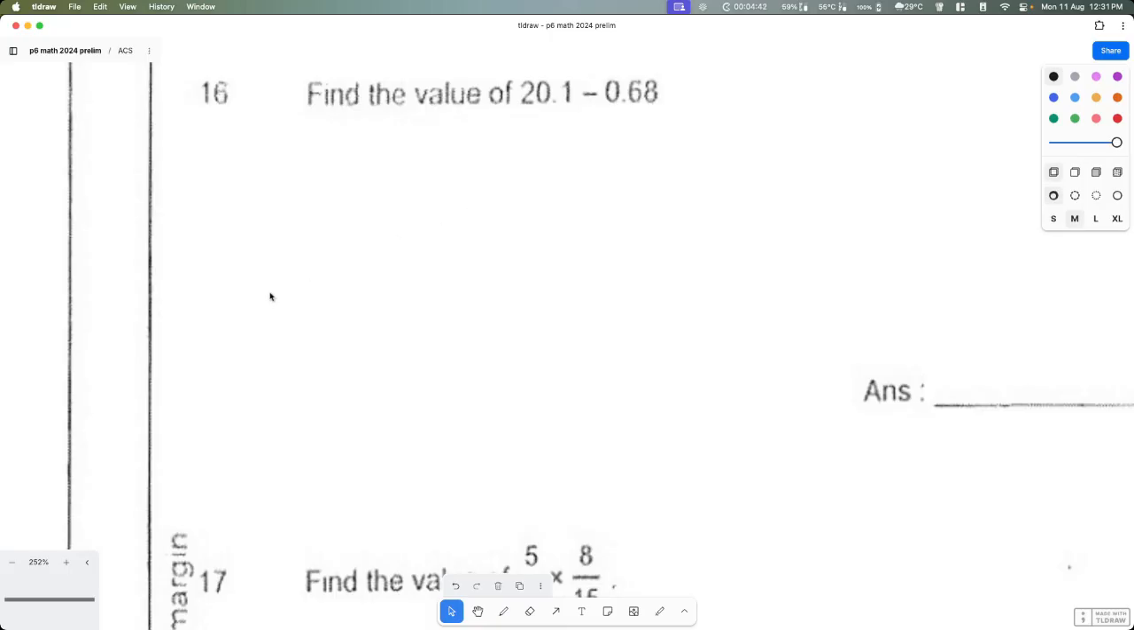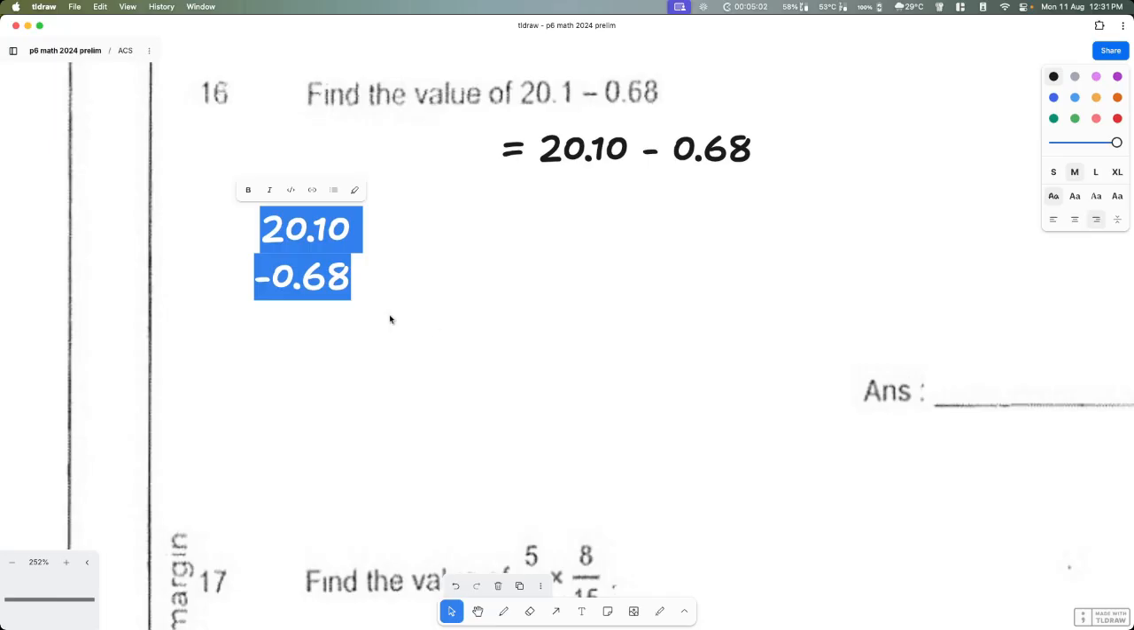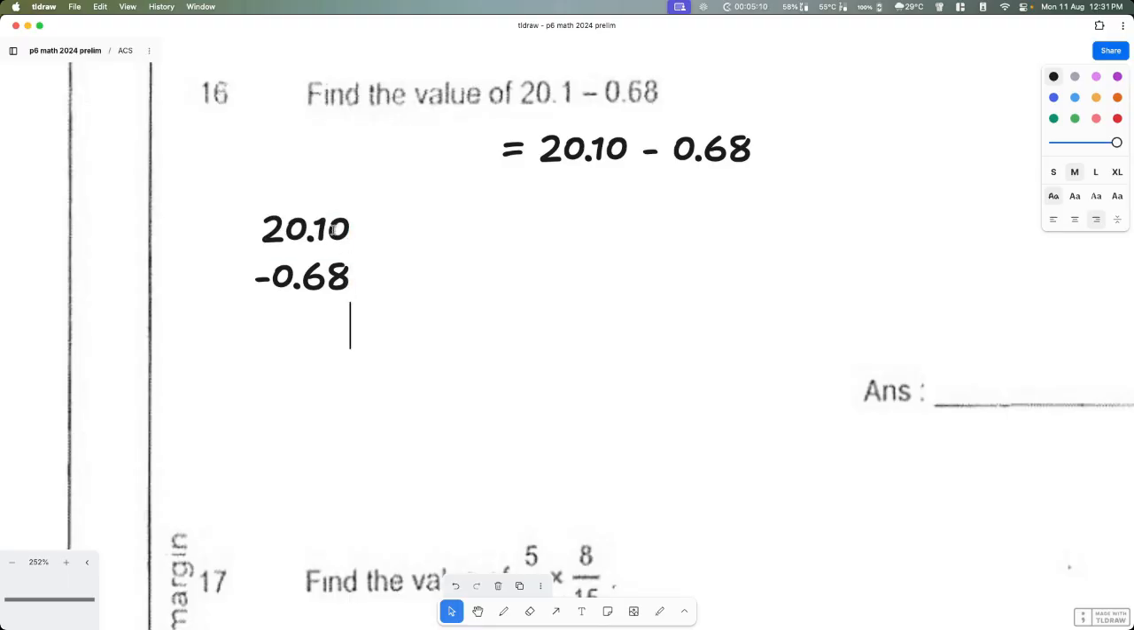What we can do is write 20.1 to two decimal places, minus 0.68. Let's draw out the line for the workings. So 20.10 is the same as 2010 minus 0.68. First, we can cancel this, or not cancel it, but just add a 1 at the top over here.